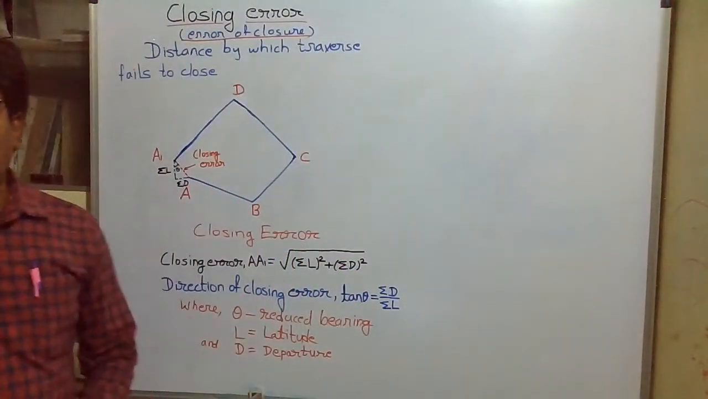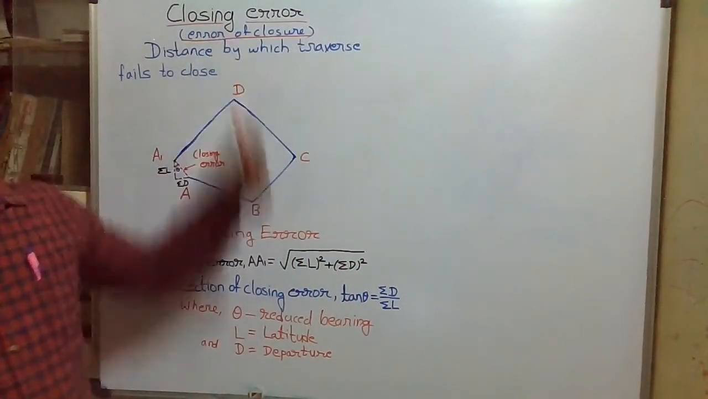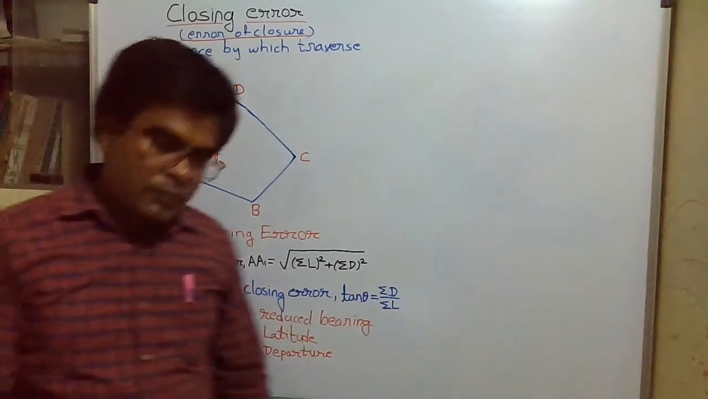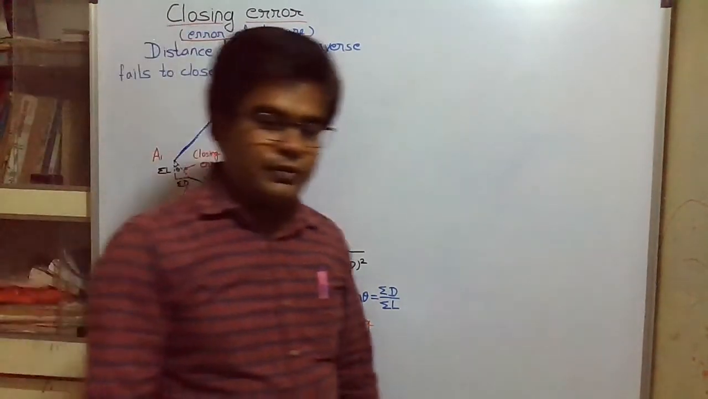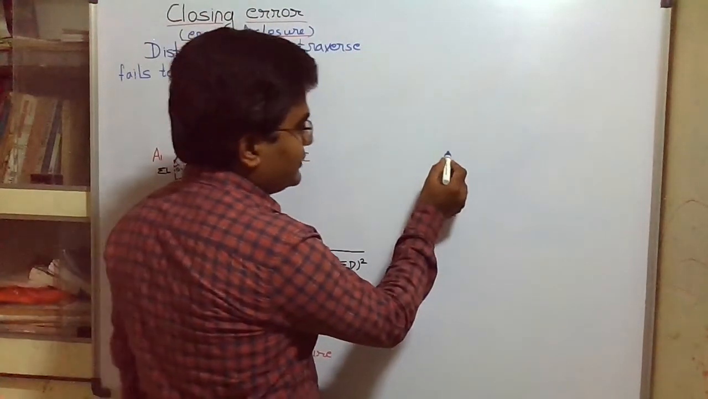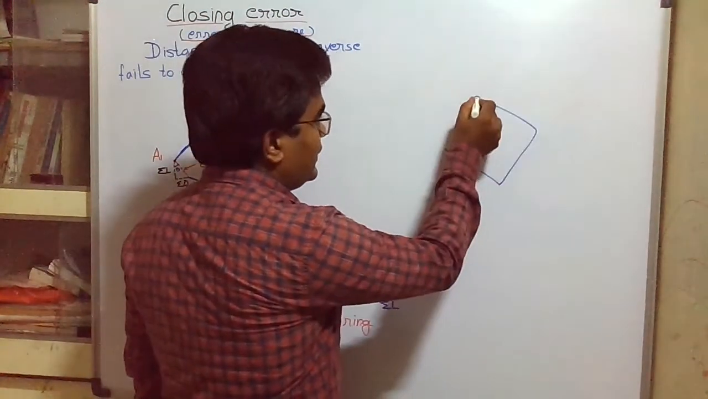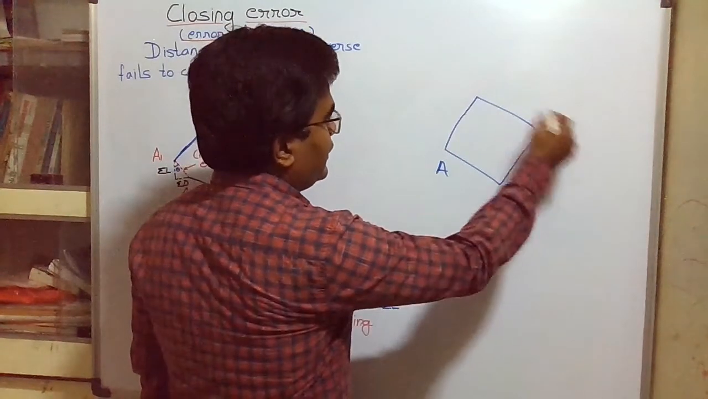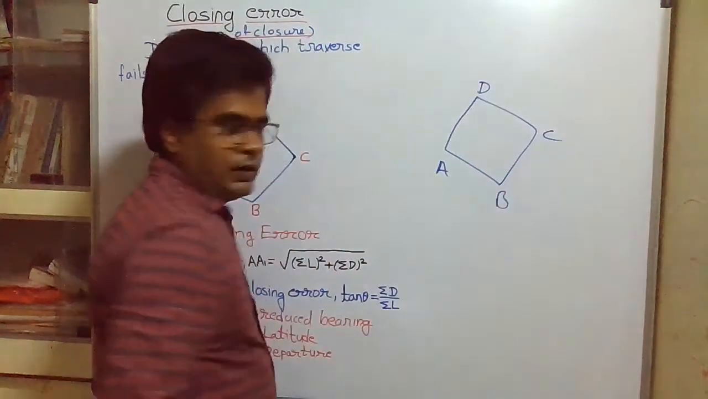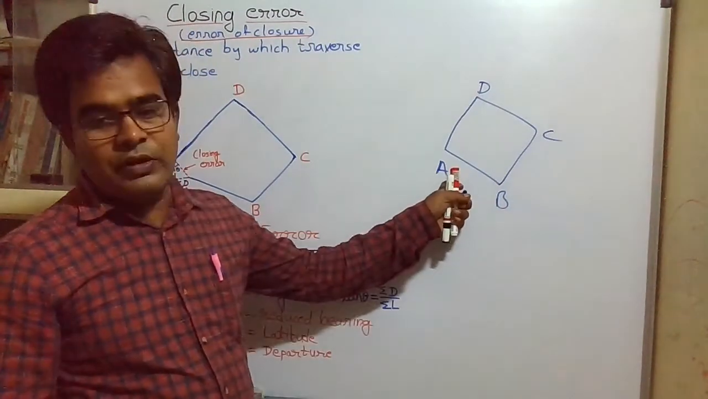Today we are going to discuss the closing error. Before that, we will see what is the closed traverse. What is the closed traverse? Suppose this is the traverse A, B, C, D, A. This is A, B, C, D, and again A. Okay, this traverse is called a closed traverse.